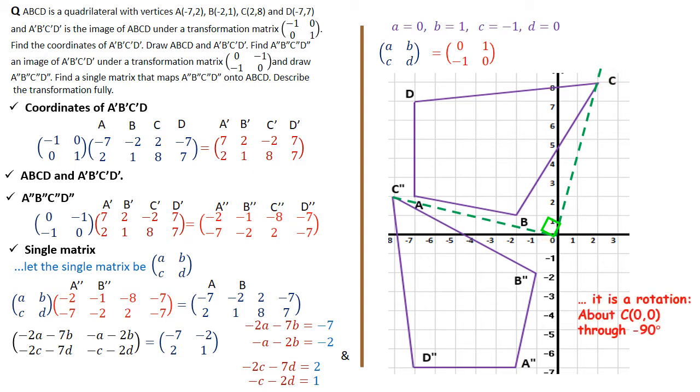Therefore, this is a rotation about the origin, that is 0, 0, through a negative 90-degree turn, and therefore that describes the transformation fully. Let's move to another question.